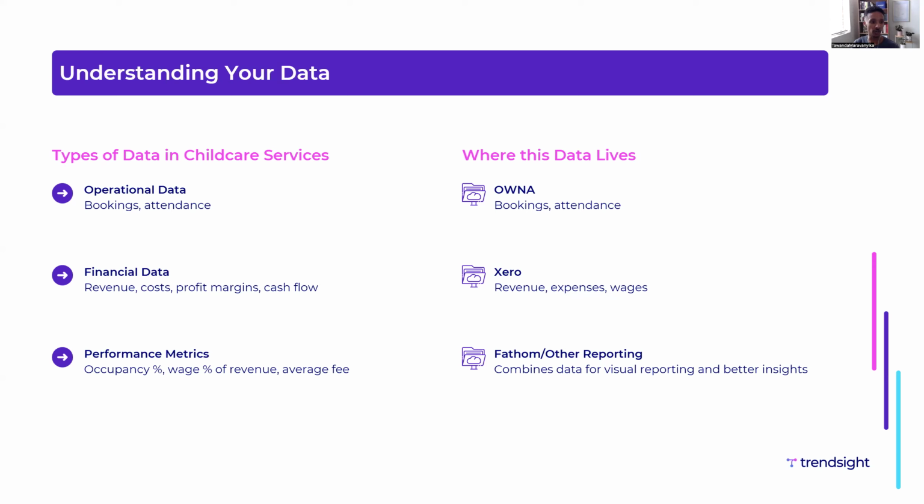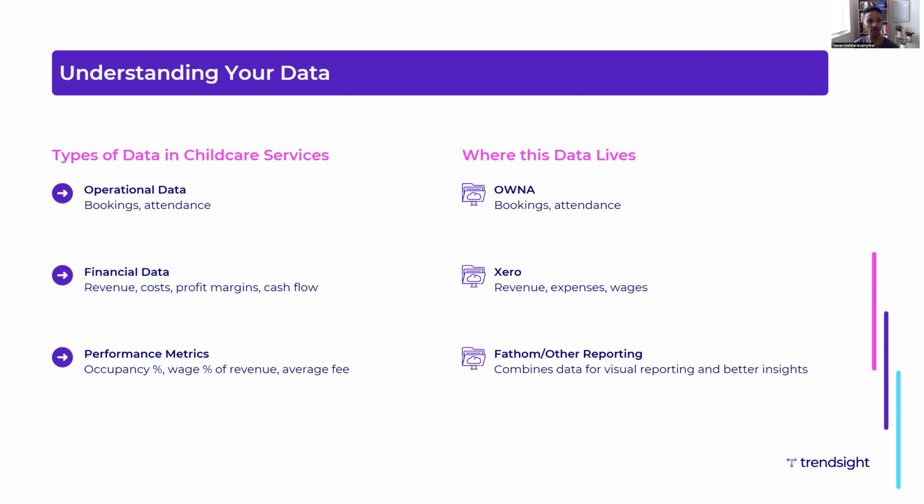Next, we're going to look at your financial data, and this is really what's living in your accounting system. So if you're using Xero, it's things like your profit and loss statement, your revenue, your expenses, your wages, that kind of information. And from that, we'll get some metrics like profit margins, so gross profit margins or net profit margins.